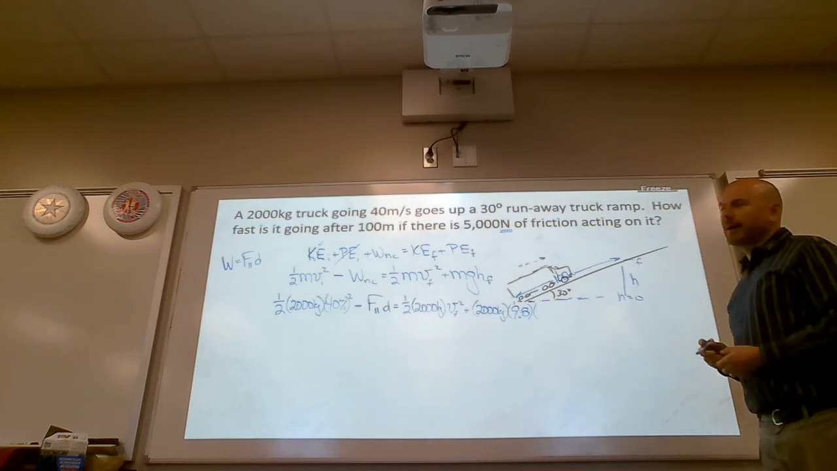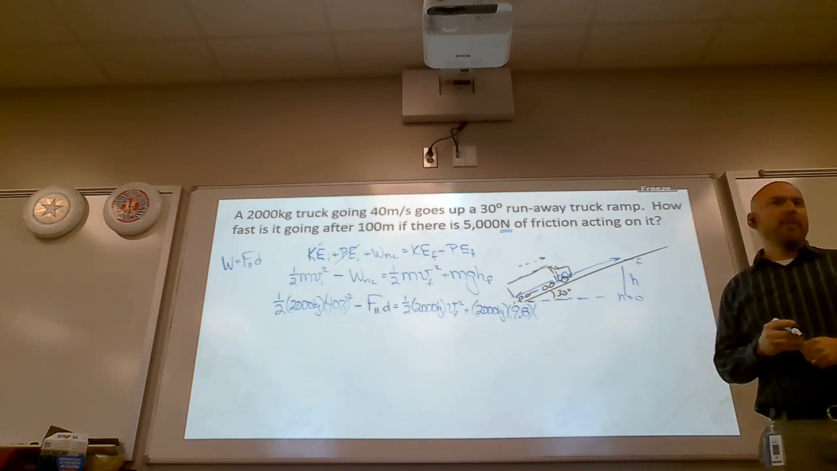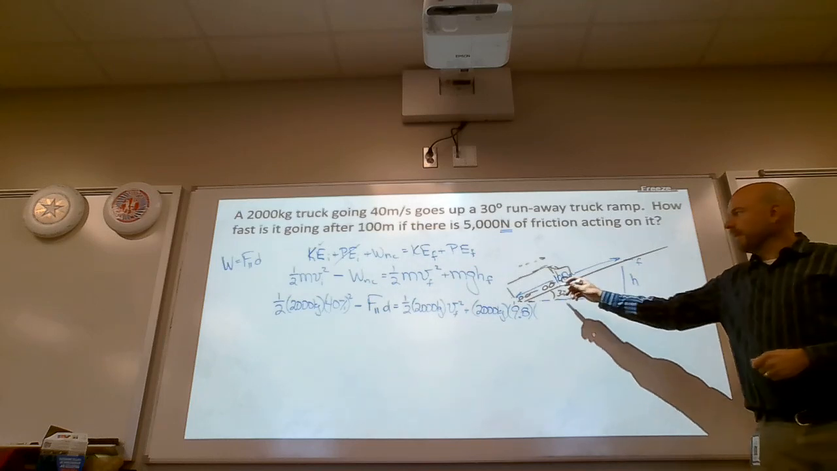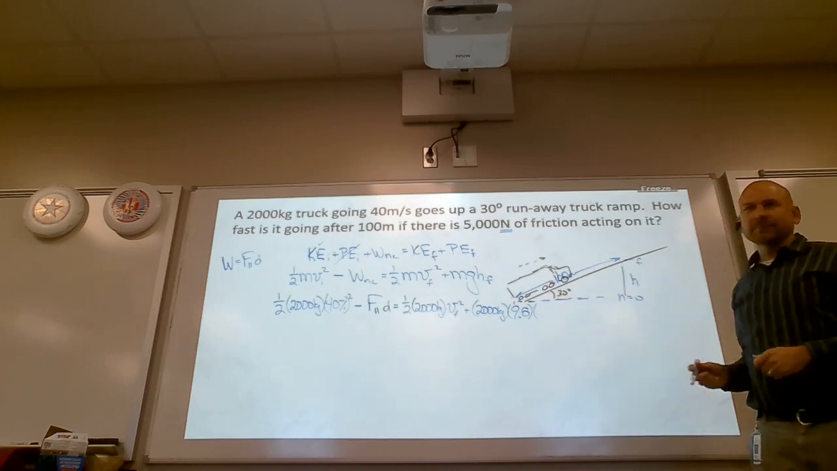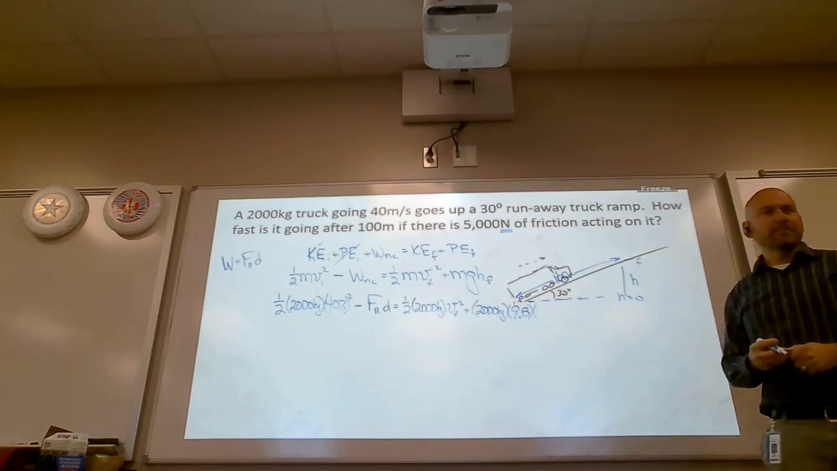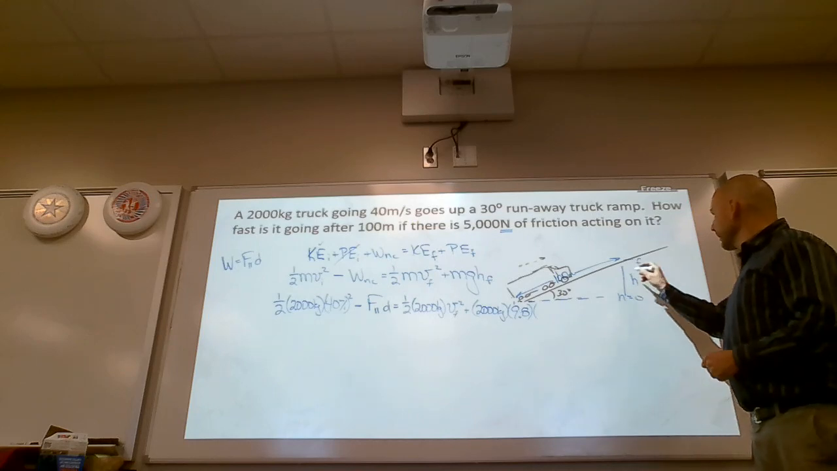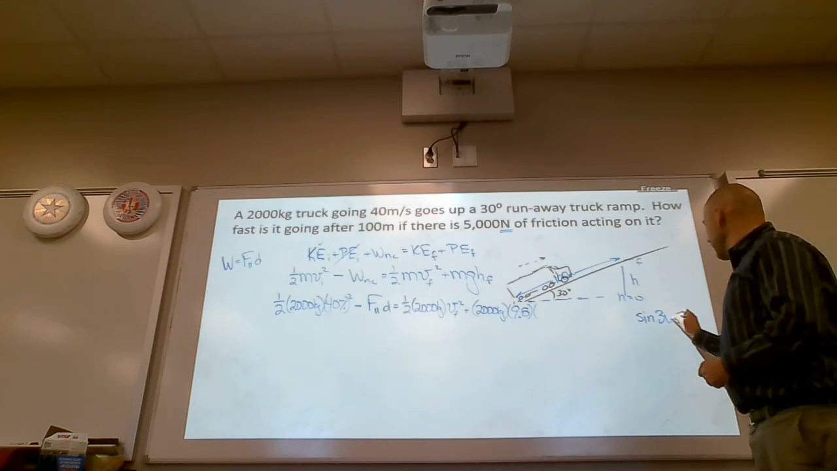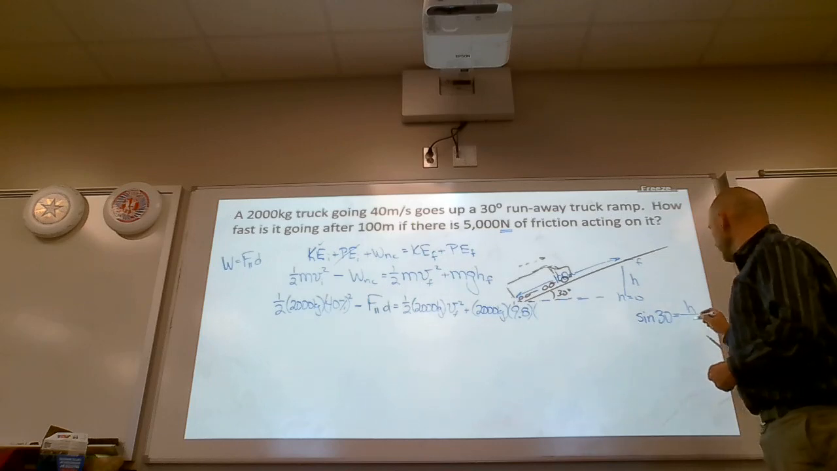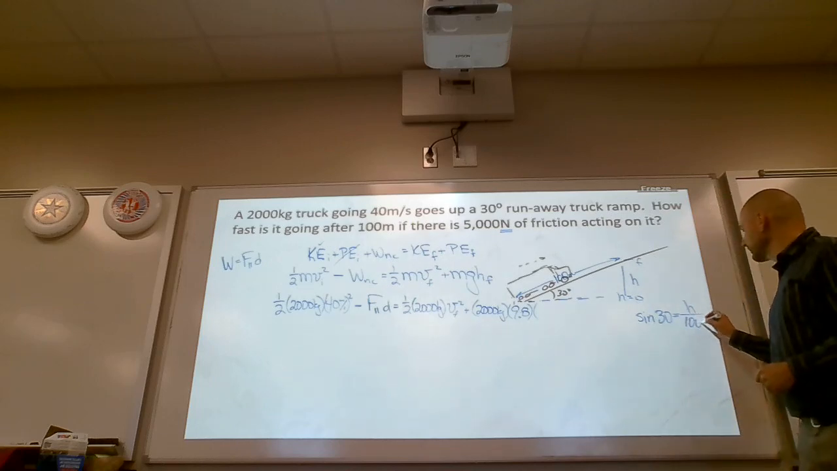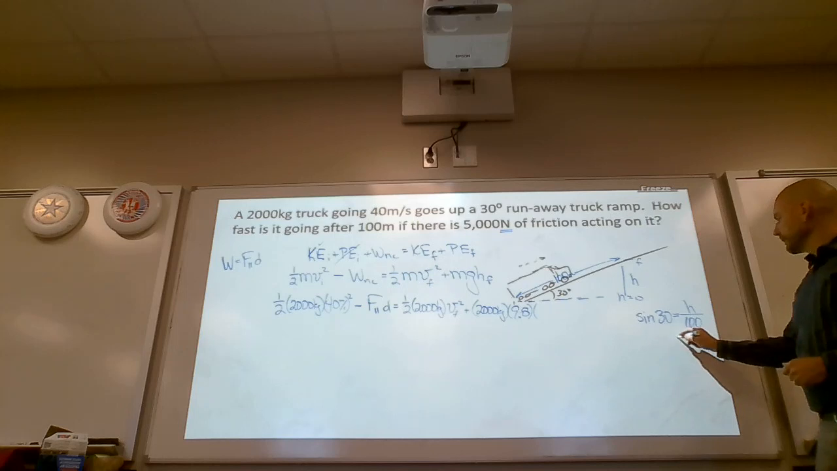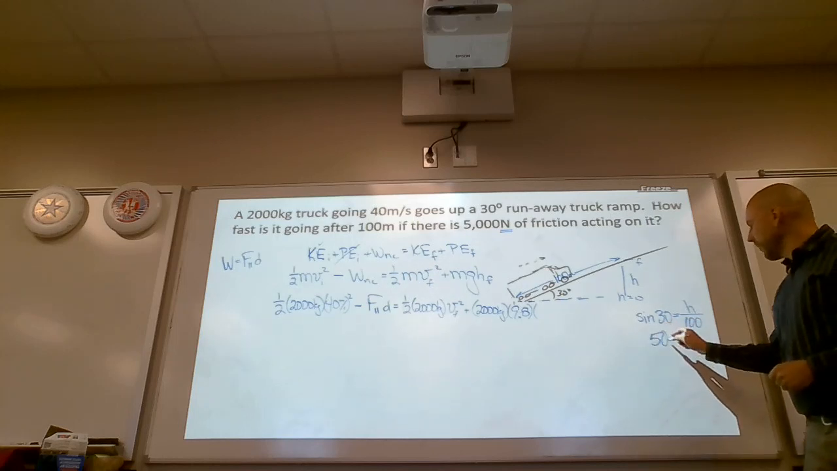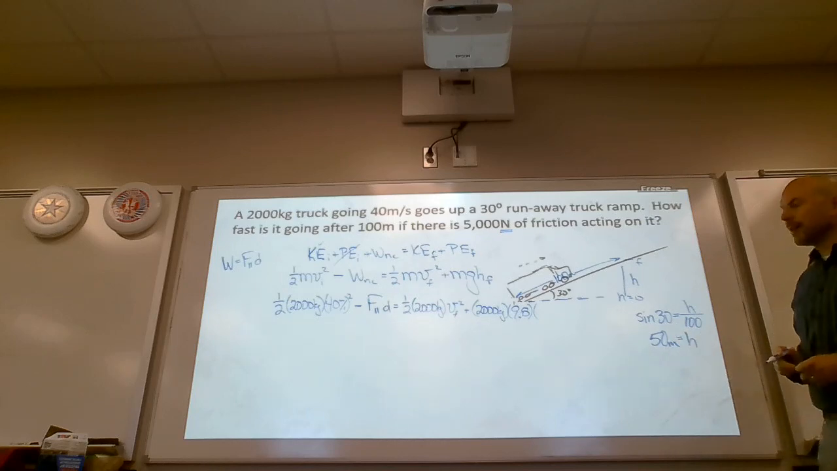How could I possibly find my height? You got this nice little triangle here. Okay. So I'm looking for my opposite side. I've got hypotenuse, so I've got sine of 30. This is equal to height over 100 meters. Sine of 30 is 0.5. Find your height to be 50 meters.